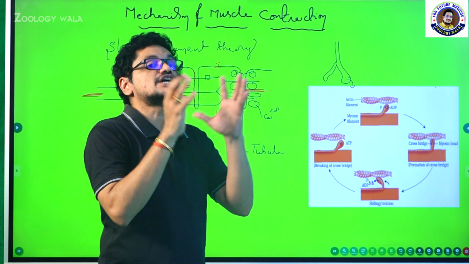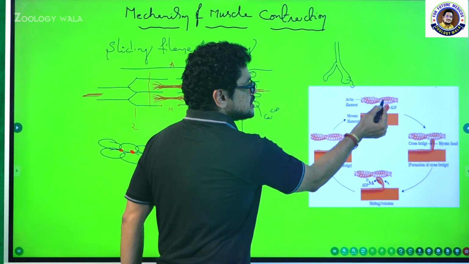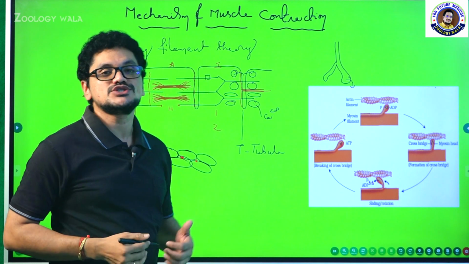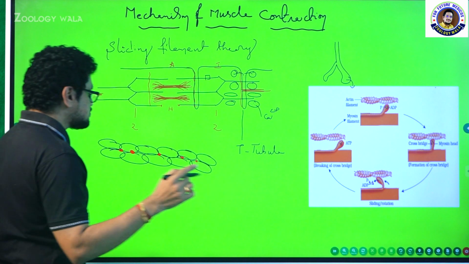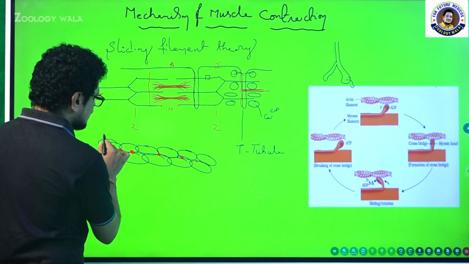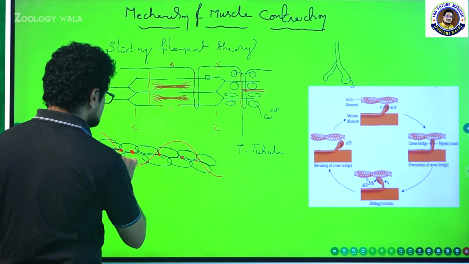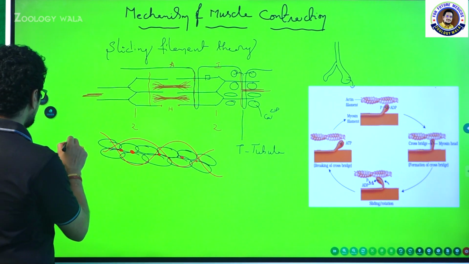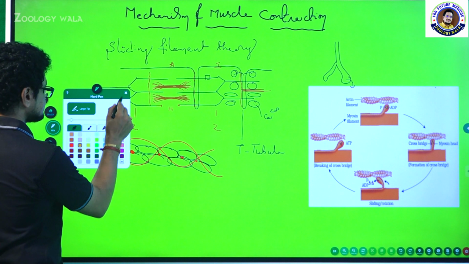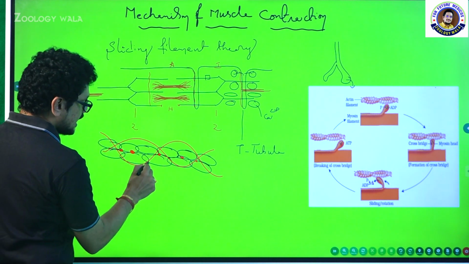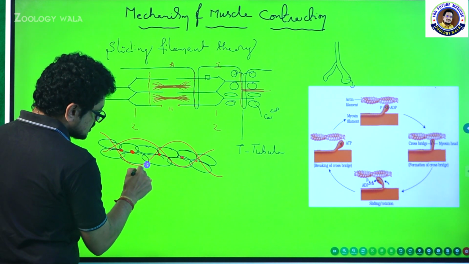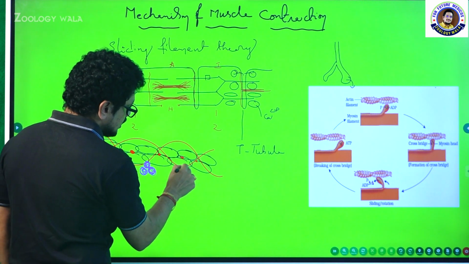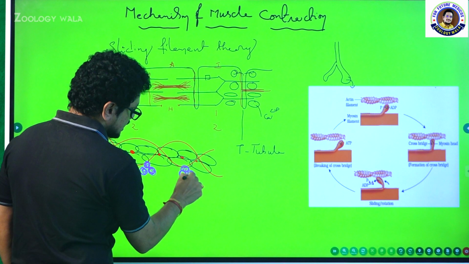Only when the active sites are exposed will the thick filament go and bind. When the active sites are exposed, that is the point. I explained that in the last class. Here another protein called tropomyosin is present like this. This is tropomyosin, and it contains 3 subunits. What are these? These are the subunits of troponin. Troponin is present like this.